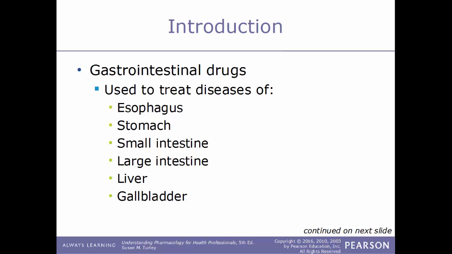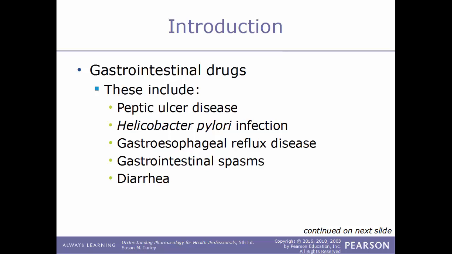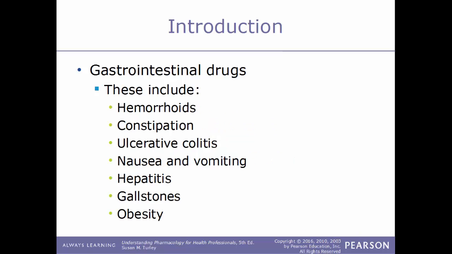Gastrointestinal drugs are used to treat diseases of the esophagus, the stomach, the small intestine, large intestine, the liver, and the gallbladder. Some diseases could include peptic ulcer disease, Helicobacter pylori infection, gastroesophageal reflux disease, gastrointestinal spasms, and diarrhea. Some other common examples: hemorrhoids, constipation, ulcerative colitis, nausea and vomiting, hepatitis, gallstones, and obesity.